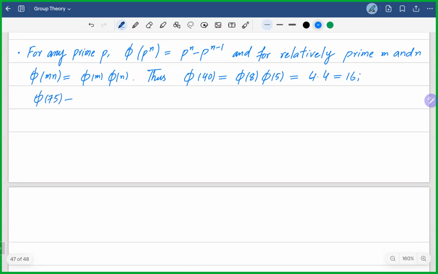Similarly, phi of 75 is equal to phi of 5 squared times phi of 3. That is nothing but 25 minus 5, times 2, which is equal to 40, because 5 is a prime, and you can compute phi of 5 squared with the formula phi of p power n.